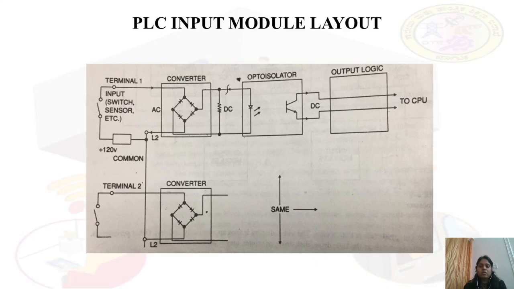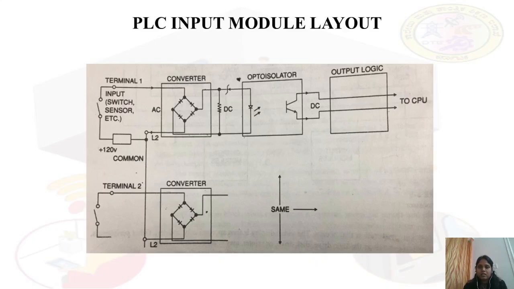In the opto-isolator, we will have two diodes. One will be the LED and the other one is your photo transistor. When your DC electrical signal comes here, it will energize your LED, that is your light emitting diode. Here your electrical signal is converted into light energy, that is infrared light. Then this light will be sensed by your photo transistor or photo detector.